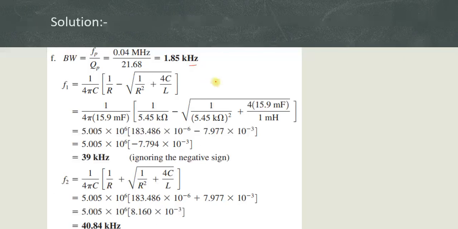Now I want to find the value of the upper cutoff frequency and lower cutoff frequency, F1 and F2. So these are the relevant formulas to find the lower cutoff frequency and upper cutoff frequency. Substitute the values of C, R, L, all those things in the equations and simplify. So the lower cutoff frequency is 39 kilohertz and the upper cutoff frequency is 40.84 kilohertz.